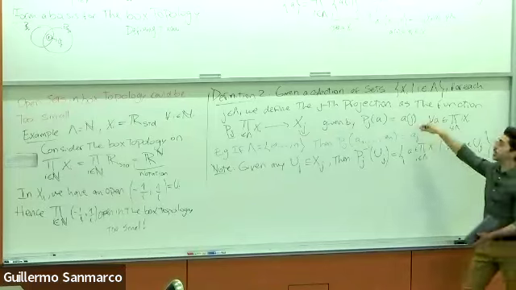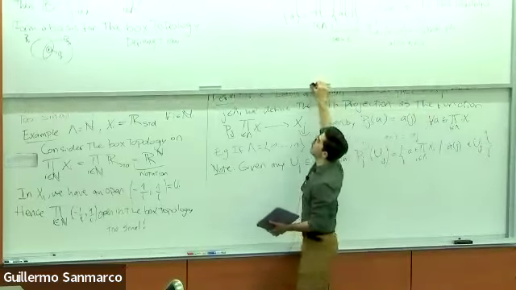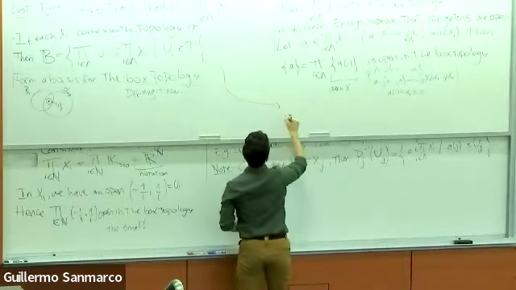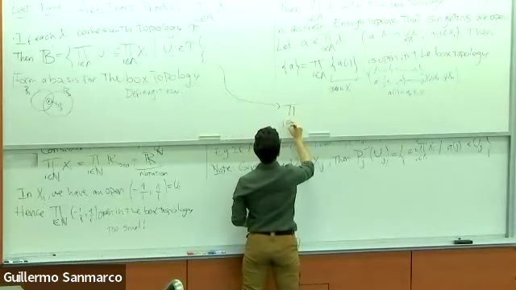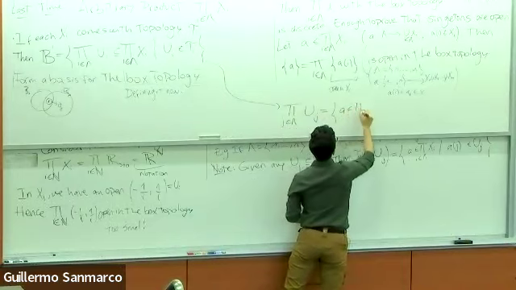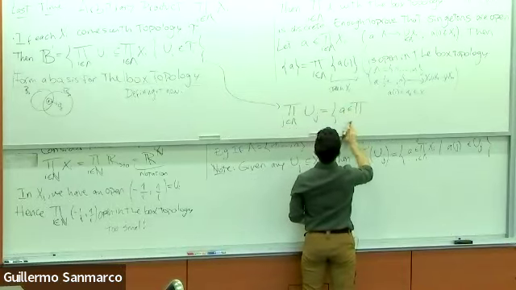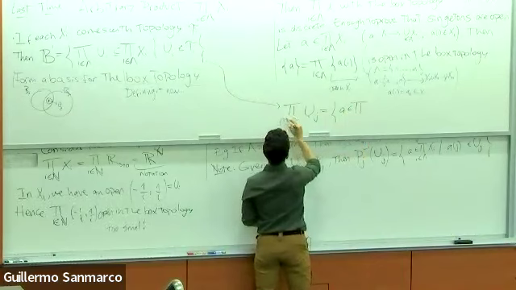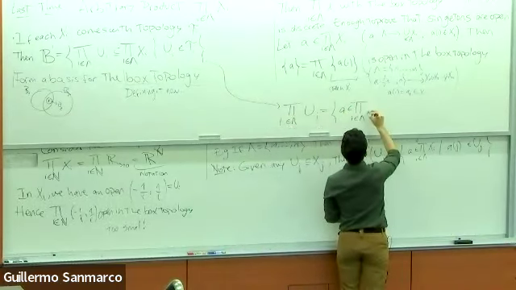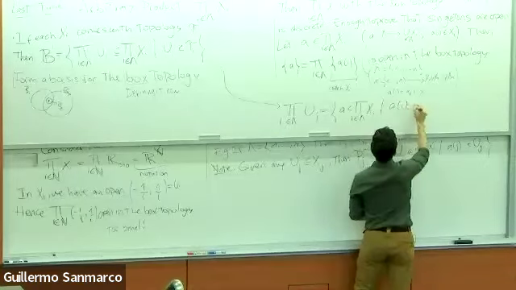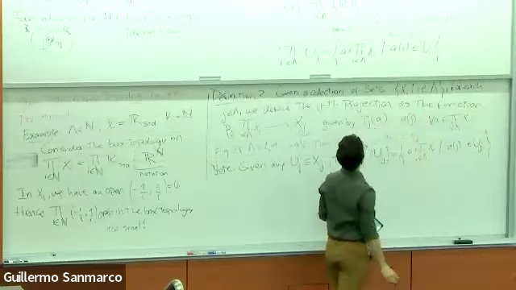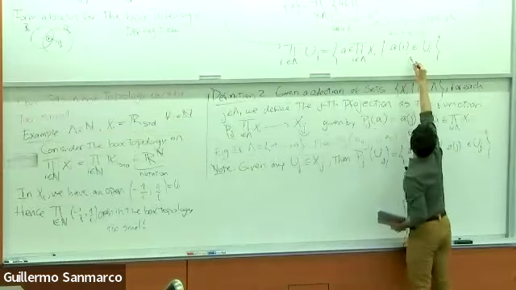Do you see where I'm going? So let's take one of these sets here. Product over j in lambda of uj. This is things in the product where A of i is in ui, for all i.